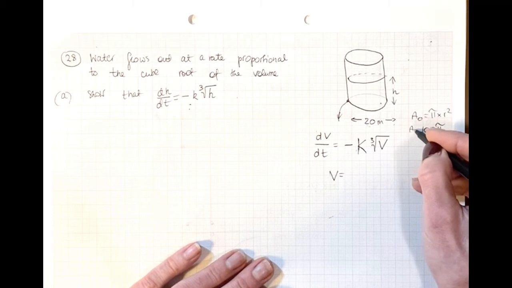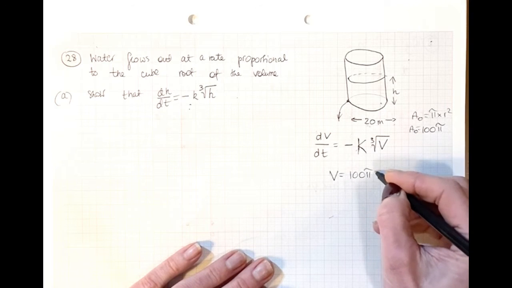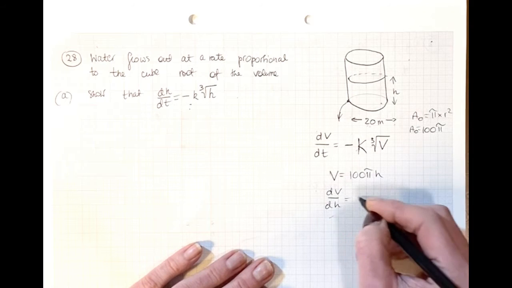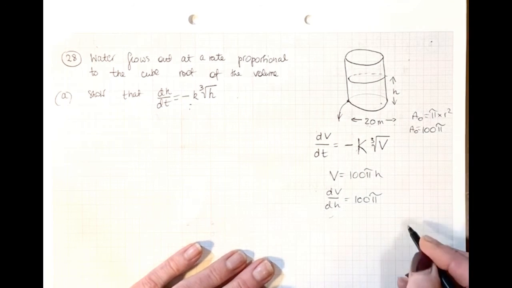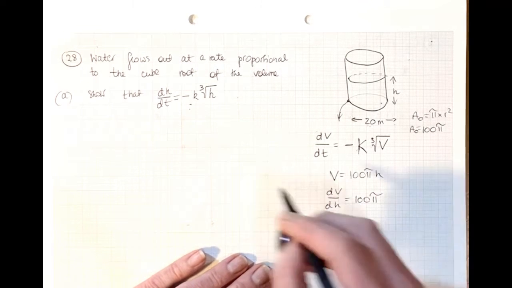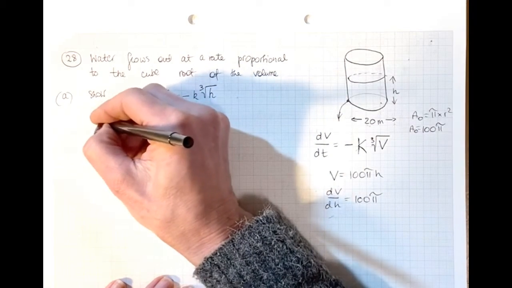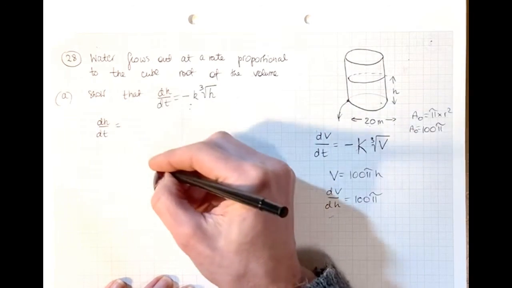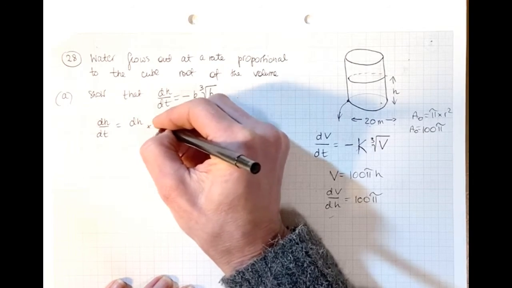And that's times by h, so it's 100 pi h. So as soon as you've written a formula and differentiated, that's going to be 100 pi. So that's dV/dh. We want to get to the expression for dh/dt. So this is the rates of change, so we're going to use the chain rule: dh at the start, dt at the end.